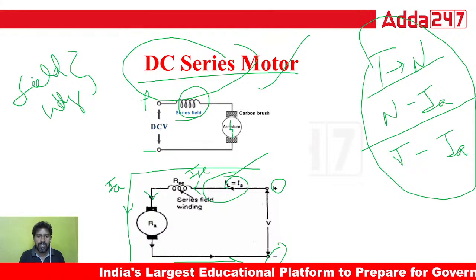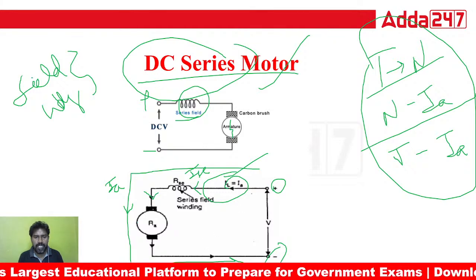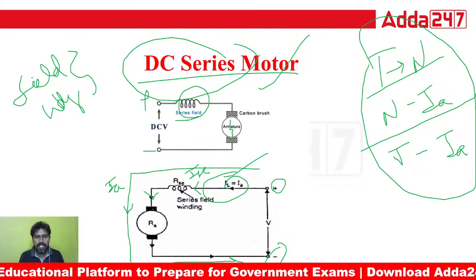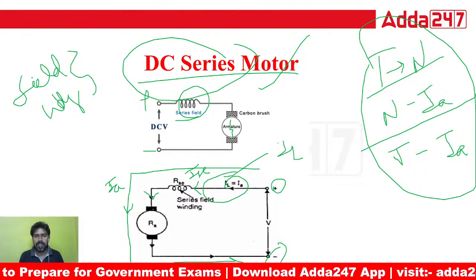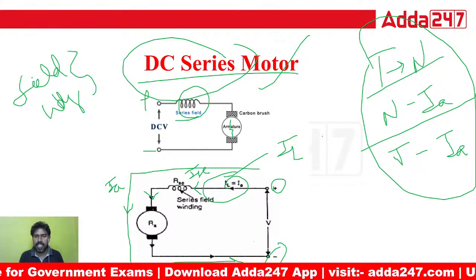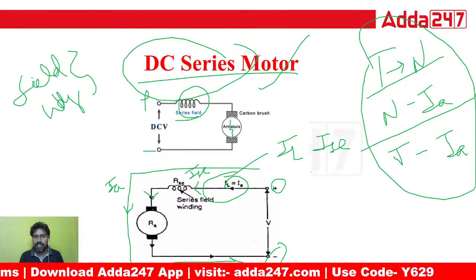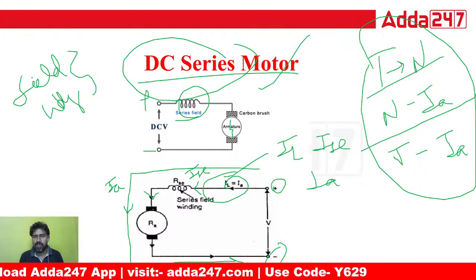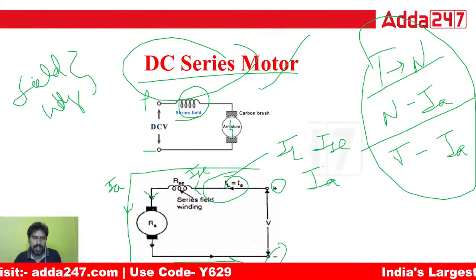Okay. So now what currents exist here? How many currents are there? Three currents are there. One is the IL current, the line current. Another one is the ISE current, the series field winding current. Another one is the armature current. So these are the three currents.